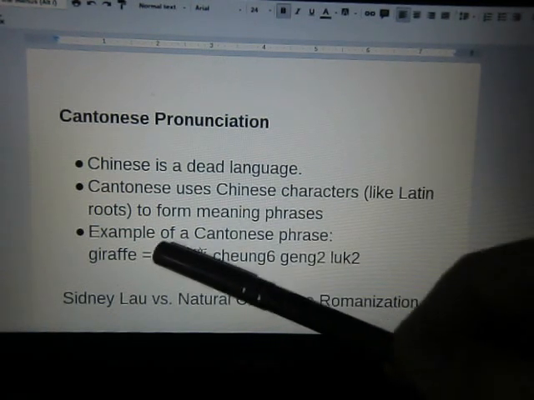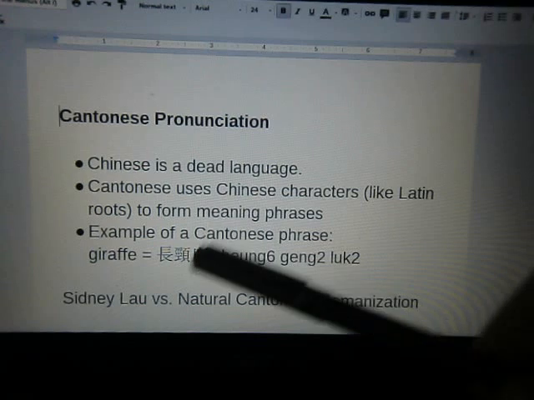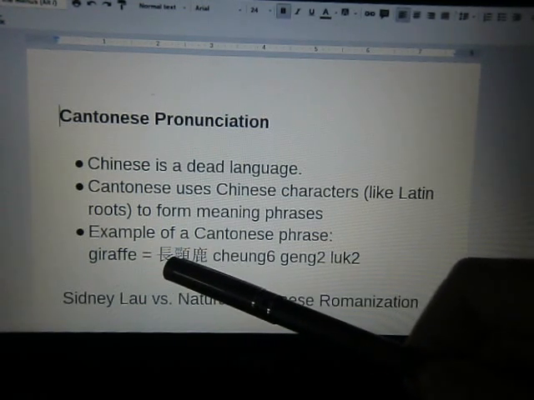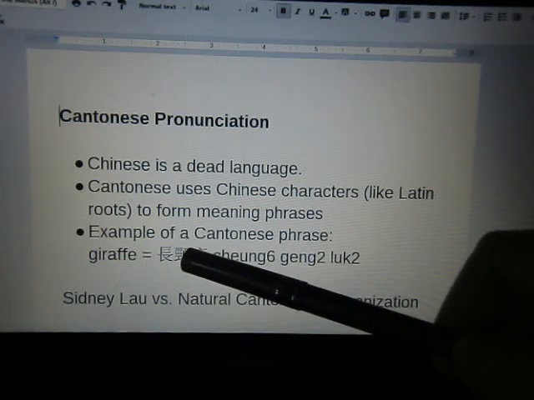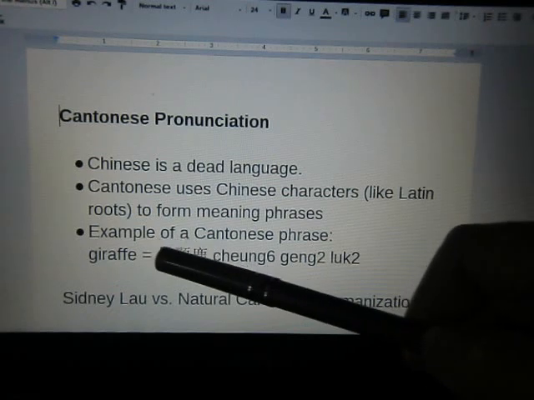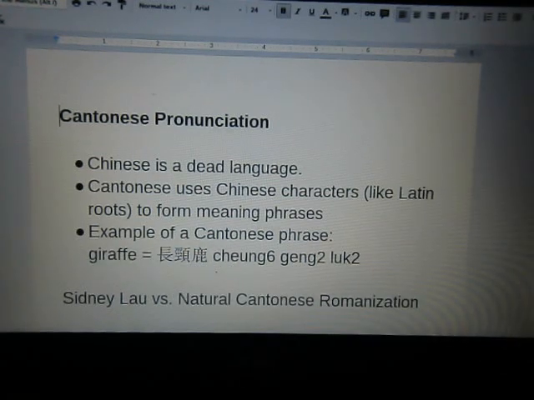Cantonese has a very different tone system than Mandarin. Some people try to claim that the tone system in Mandarin is very similar to the tone system in Cantonese. I think they're wrong. In any case, chong gang lo: chong is long, gang is the neck, and lo is a deer. So it's kind of like a deer with a long neck. That's what we call it, chong gang lo, giraffe.